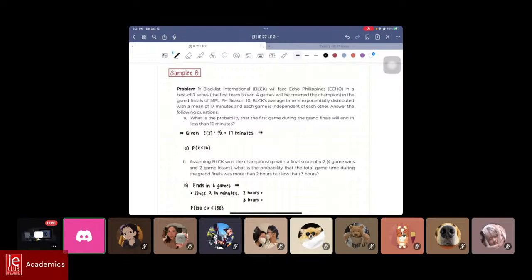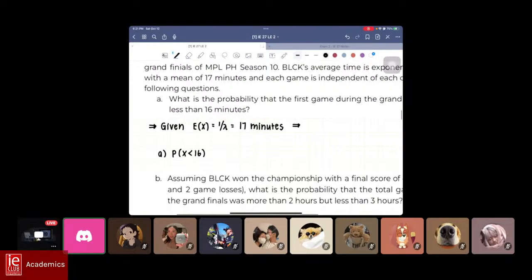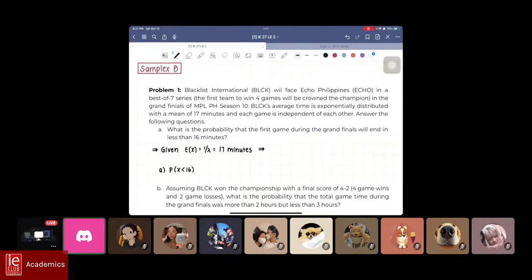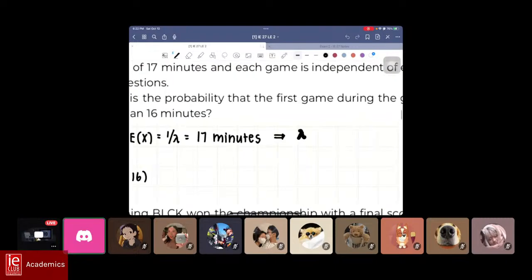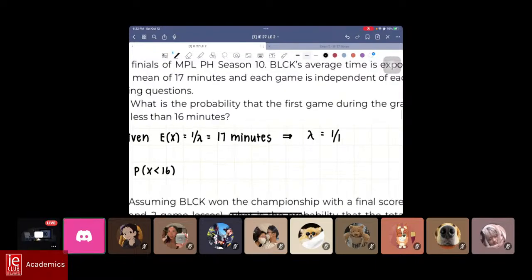So I like to start out by writing the given muna to just see what I know about the problem, and then try to find out which type of continuous distribution I should apply to get the answer to the problem. So the given here though is the mean is 17 minutes, and it's exponentially distributed. So since the mean of an exponentially distributed RV is 1 over lambda, I can get lambda to be equal to 1 over 17.